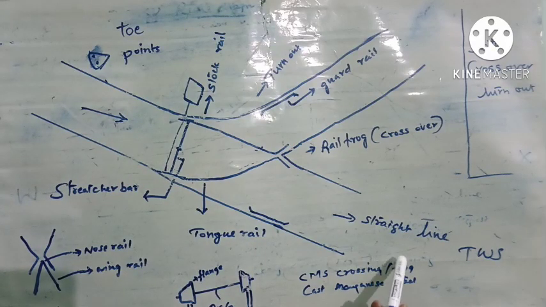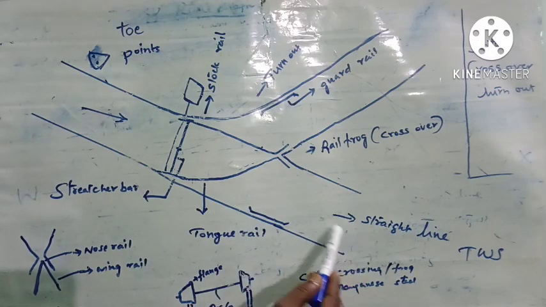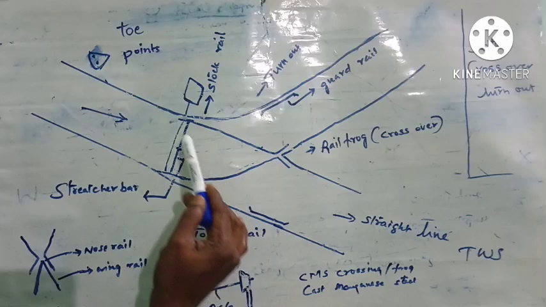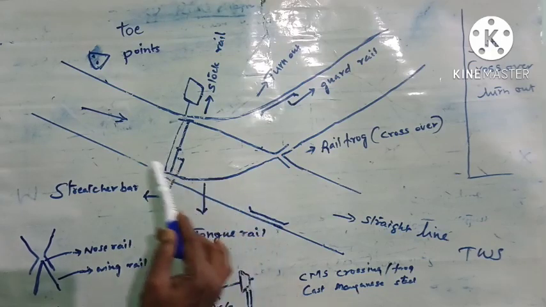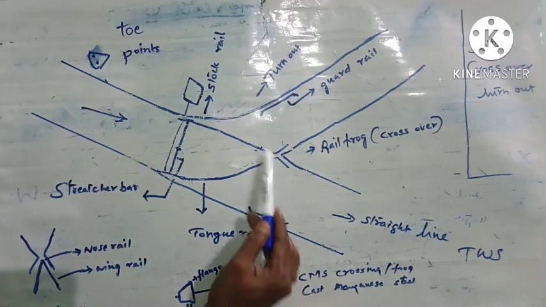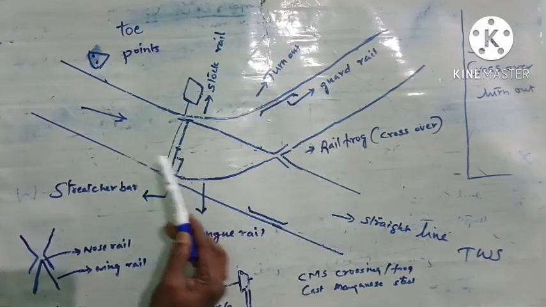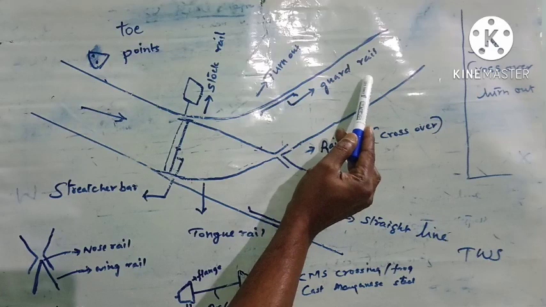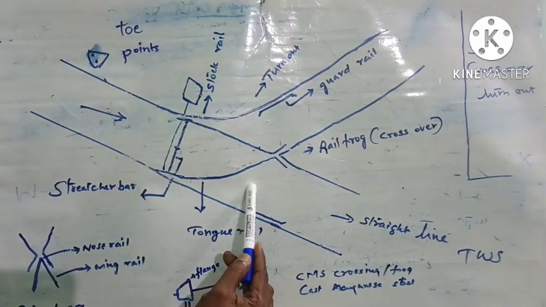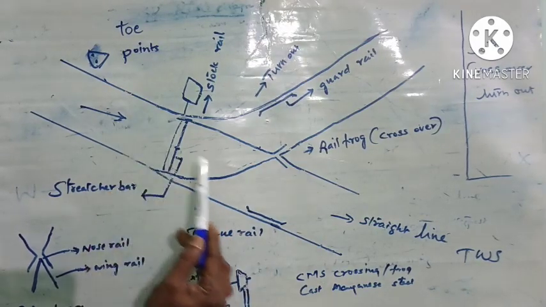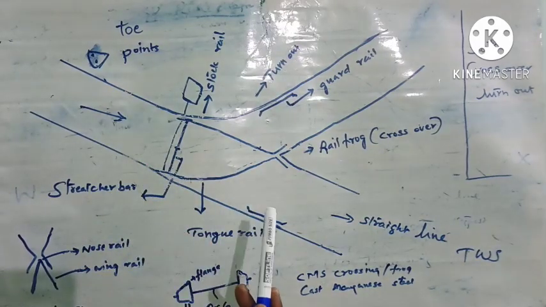Now take the case of a train coming in the trailing direction. Suppose from the trailing direction the points are not properly set, or suppose the train is coming from this direction and the points are set for this direction. For a train from this direction, these points are set. But a train coming from this direction, if it is passing these points, what will happen?